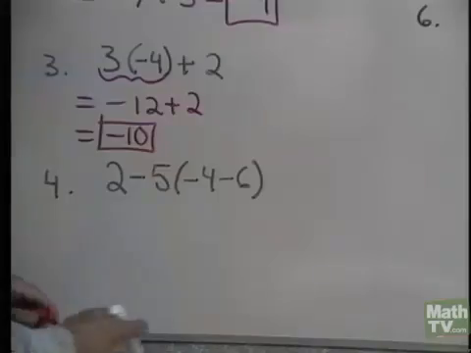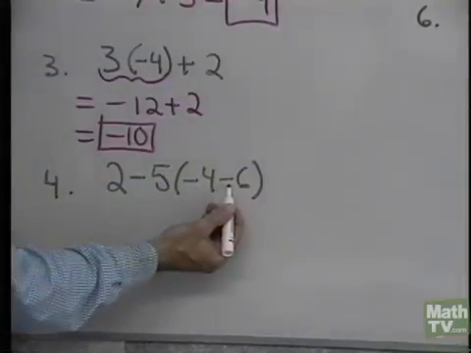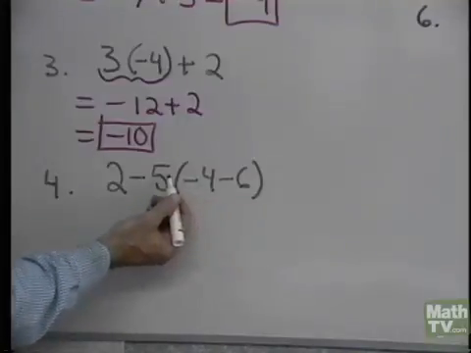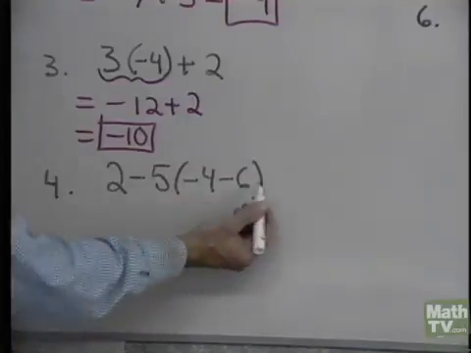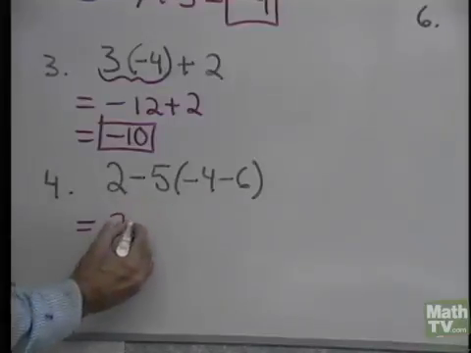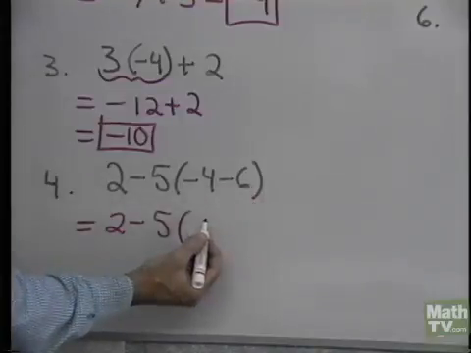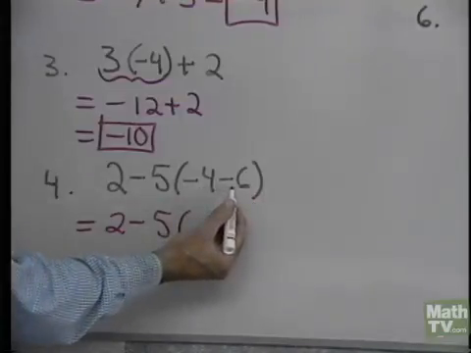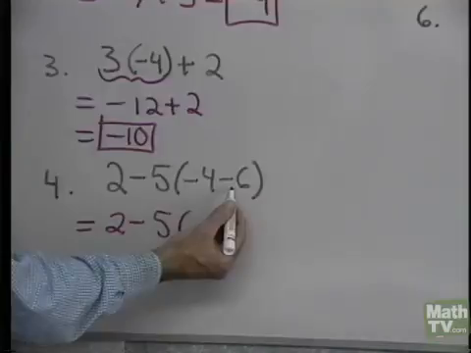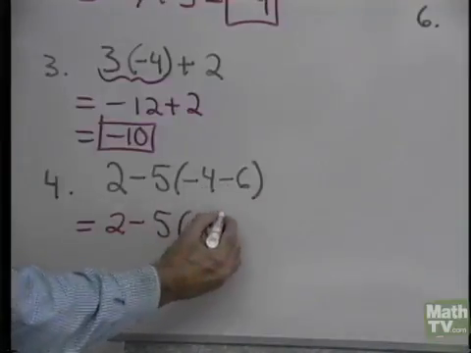Here's our next one. In parentheses, I have negative 4 subtract 6. And then after I've simplified that, I'll multiply by 5. And after that is done, then I'll subtract what I get from 2. So let's go to the innermost parentheses first, according to the rule for order of operation, and simplify that. Negative 4 subtract 6. Remember, we want to think in terms of addition. Negative 4 plus negative 6 is negative 10.